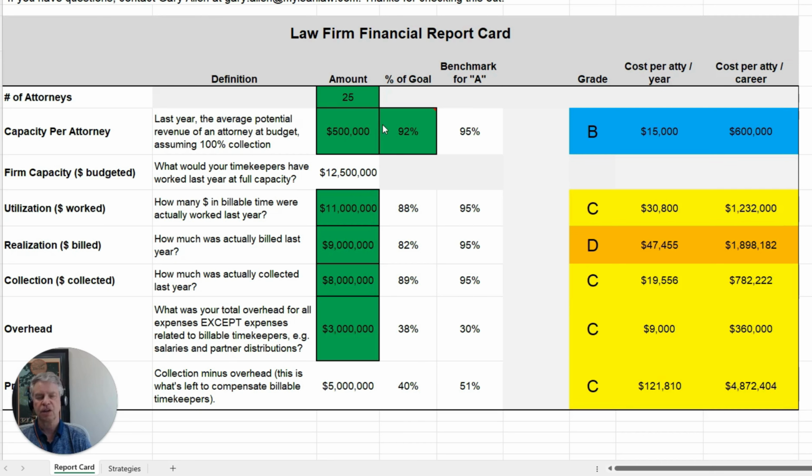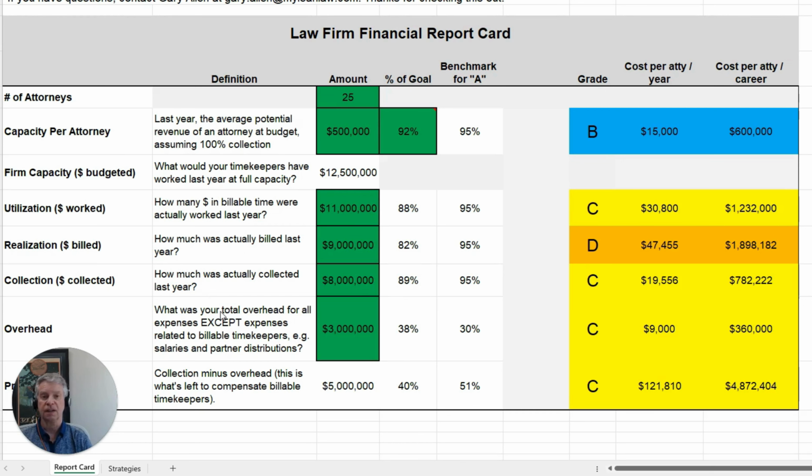There's a box here that if you think you've got room to improve your capacity relative to your competitors, you can mark that. Then in the next line, you have the total capacity of the firm, followed by the utilization. That's how many dollars in billable time were actually worked in the last year. Then realization, how much of that time was actually billed. Collection, how much was actually collected.